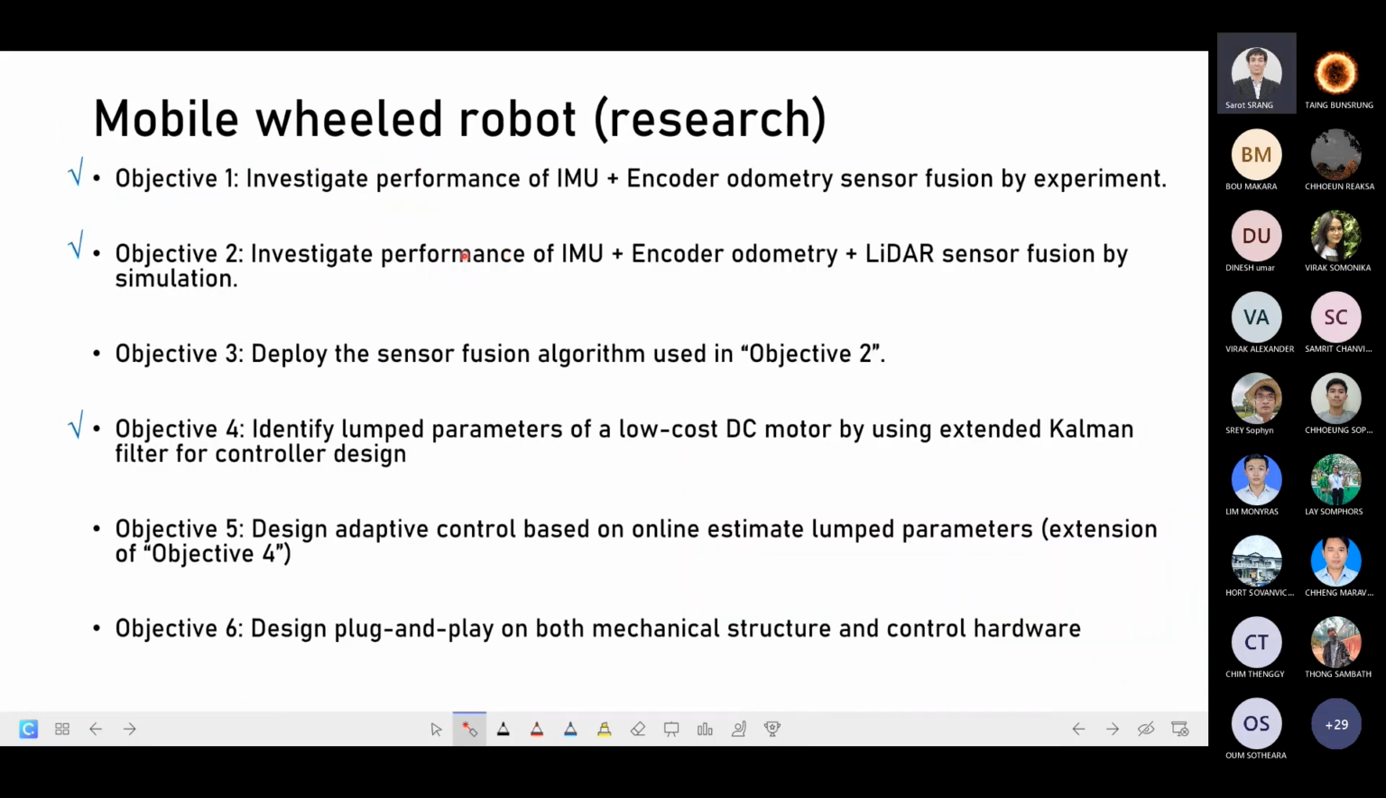So for mobile robot, in terms of research, we have completed several objectives. For example, the performance investigation for IMU and encoder sensor fusion, and we have conducted an experiment already. For objective number 2, we investigate the performance of sensor fusion between IMU, encoder, and lidar. But we have done it with simulation only. So I need to explain more what IMU means. It's called inertial measurement unit.